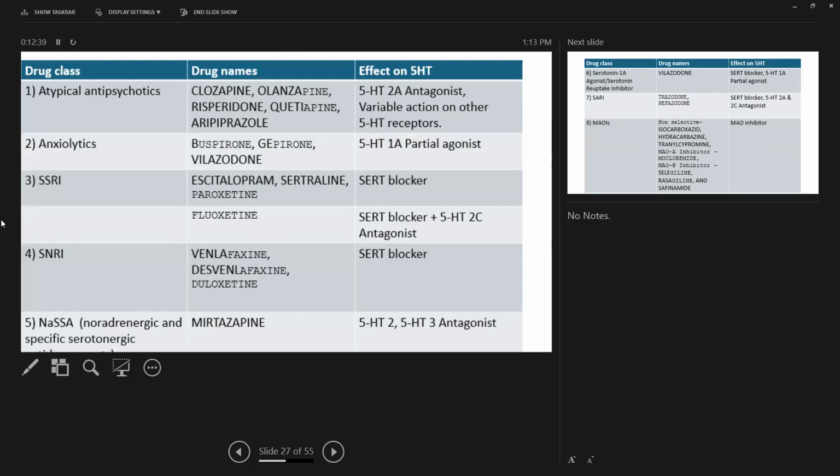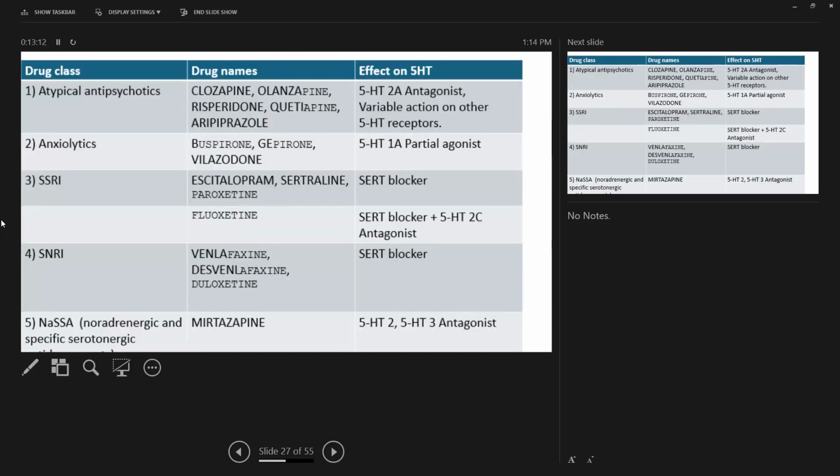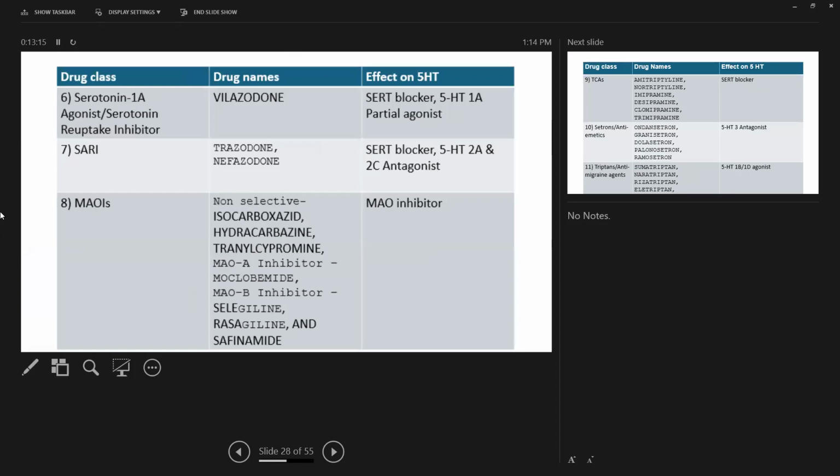Now, the drug classes, their names, and their effects on 5-HT. Atypical antipsychotics like clozapine and risperidone act as 5-HT2A antagonists, and anxiolytics like buspirone have 5-HT1A partial agonist action. SSRIs are SERT blockers, SNRIs are again SERT blockers, and the noradrenergic and specific serotonergic antidepressant, that is mirtazapine, acts as a 5-HT2 and 5-HT3 antagonist. The other drug is vilazodone, a serotonin 1A agonist, which acts as a SERT blocker and 5-HT1A partial agonist.